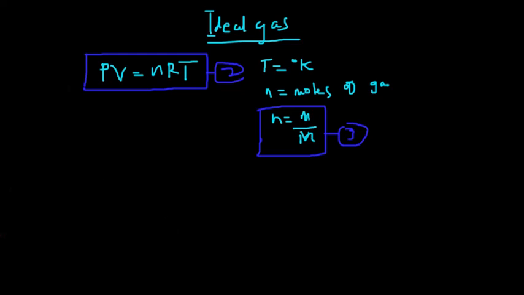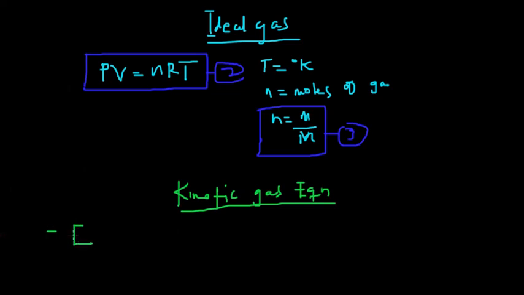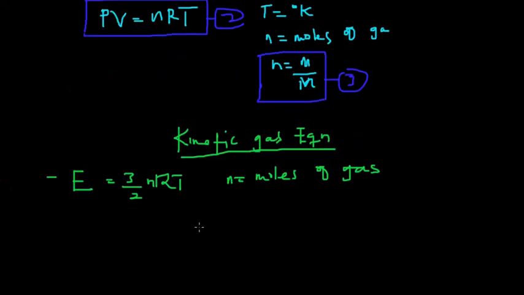Let's talk about kinetic gas equations. We have E equal to 3/2 nRT. Still, we know that n is the moles of gas. This is our kinetic gas equation. It's one of the most important equations in thermodynamics, so that will be another salient equation. We number that as equation 4.